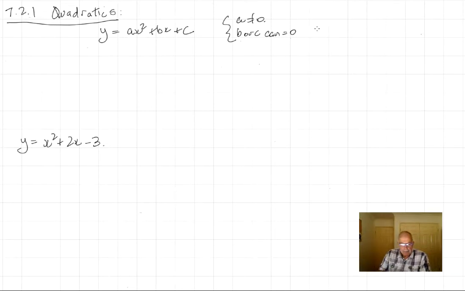Alright, so you may have ax squared plus bx, you mightn't have the plus c, so that's still a quadratic. As long as you've got a term in x squared, it's a quadratic. Now, if linear graphs are straight lines, quadratics are parabolas.